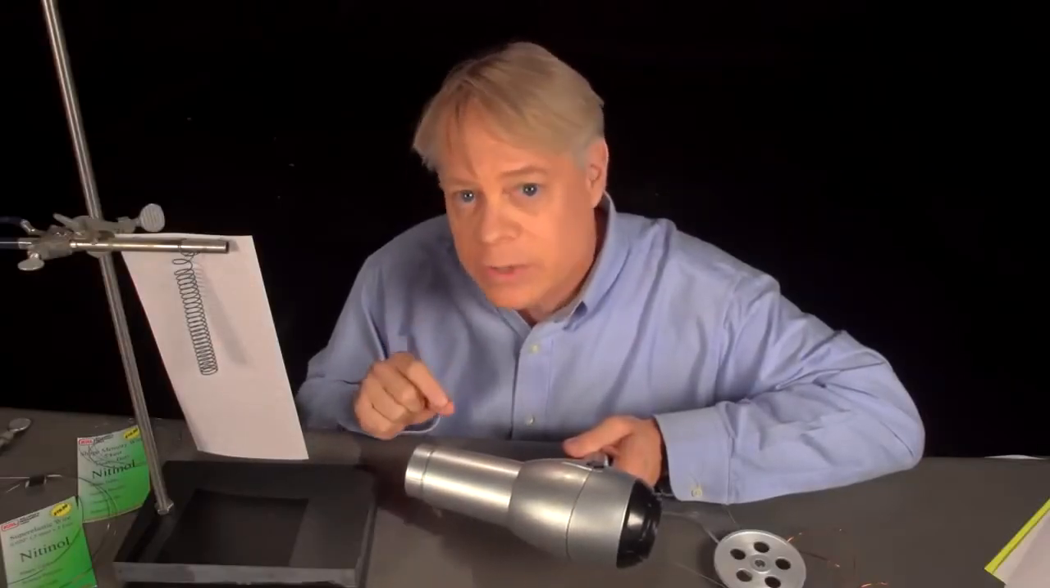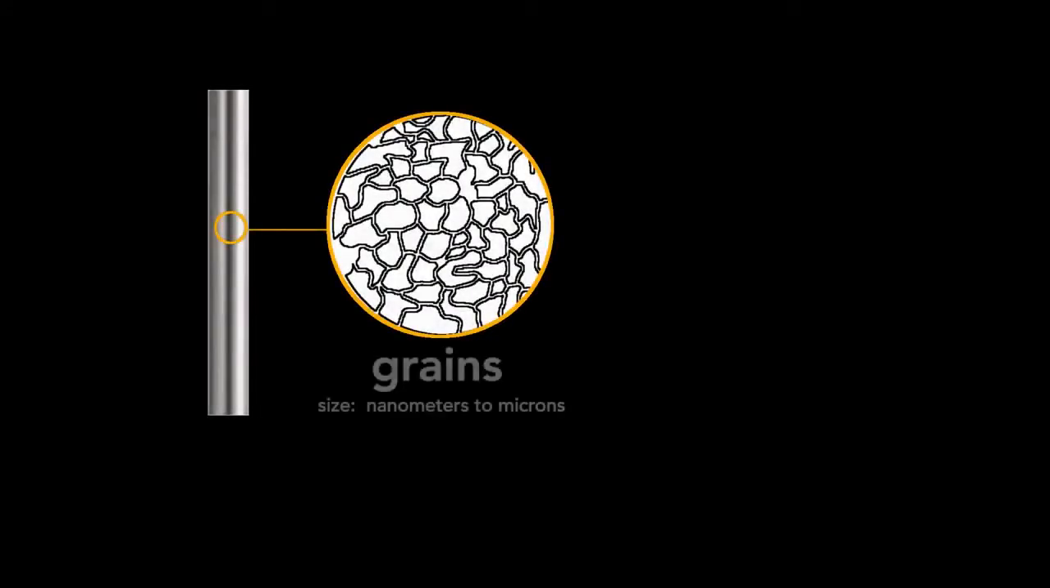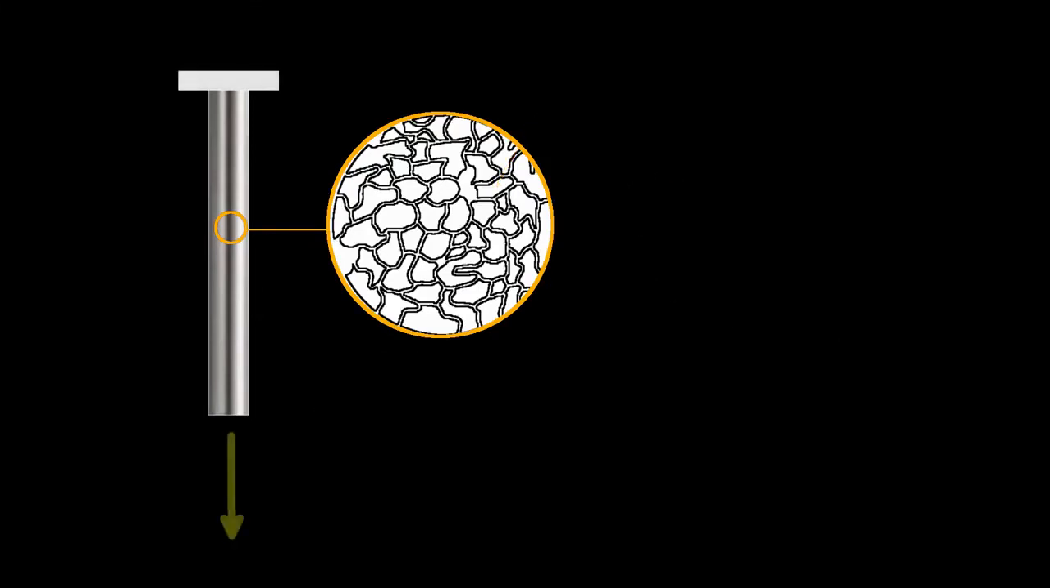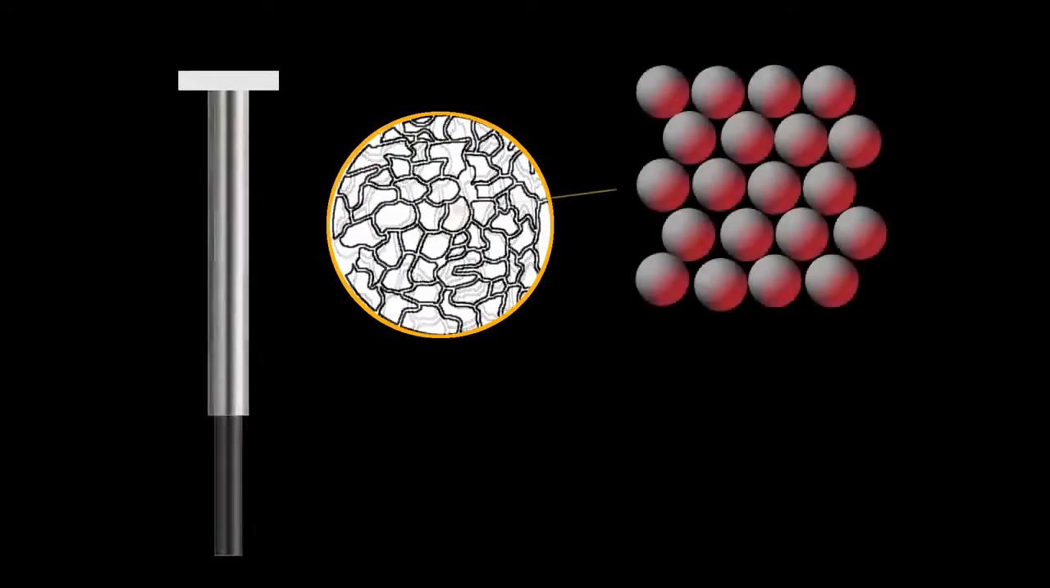The key is understanding how the atoms move in response to stretching and bending of a piece of nitinol. Typically, any metal, whether nitinol or not, is comprised of small grains that, depending on the material, are microns to nanometers across. And each grain is comprised of atoms arranged in a regular, repeating pattern. If this metal rod were held at the top and stretched, then the grains might elongate. They can do this because the atoms inside move a bit.